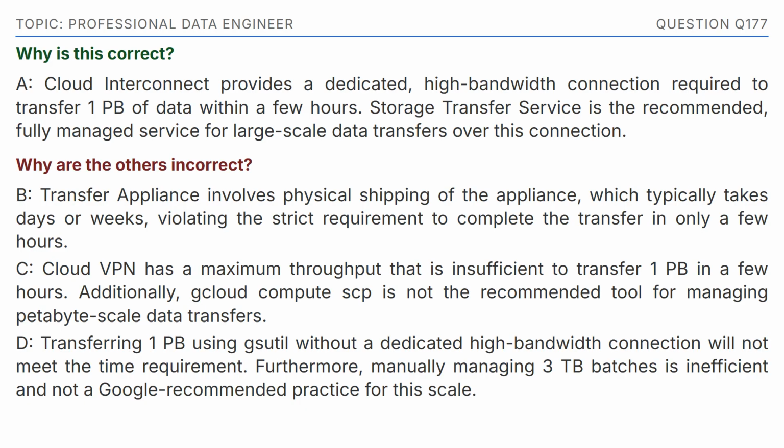Why are the others incorrect? B. Transfer Appliance involves physical shipping of the appliance, which typically takes days or weeks, violating the strict requirement to complete the transfer in only a few hours. C. Cloud VPN has a maximum throughput that is insufficient to transfer 1 PB in a few hours. Additionally, Compute Engine SCP is not the recommended tool for managing petabyte-scale data transfers. D. Transferring 1 PB using gsutil without a dedicated high-bandwidth connection will not meet the time requirement. Furthermore, manually managing 3 TB batches is inefficient and not a Google recommended practice for this scale.